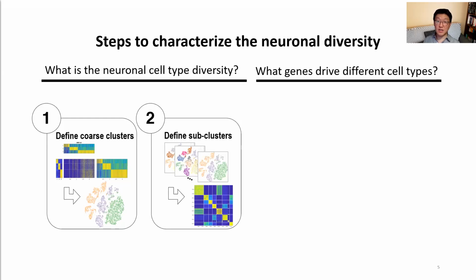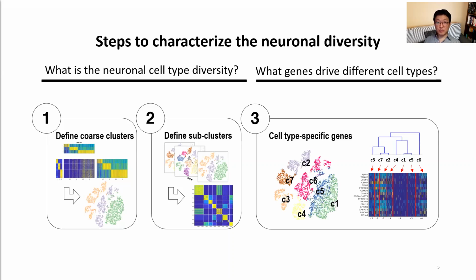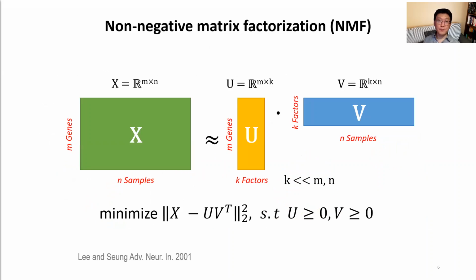And then in the second stage, we reclustered different subsets of clusters found from the first step to find the final subpopulations. And finally, to identify sets of the genes that are associated with these different cell types, we applied an approach based on the multitask clustering that can identify groups of the genes associated with the sets of the cell types. So our clustering approach is based on the non-negative matrix factorization, or NMF.